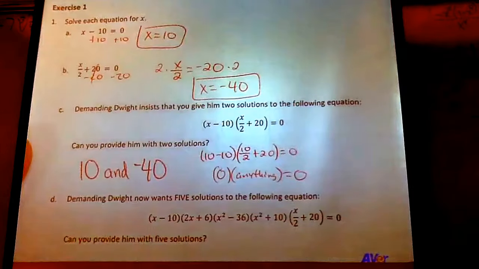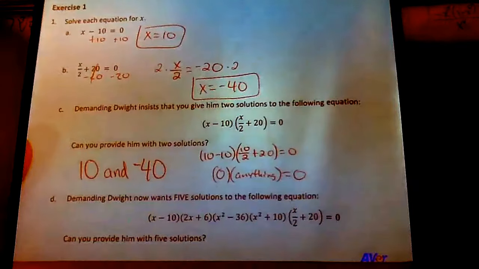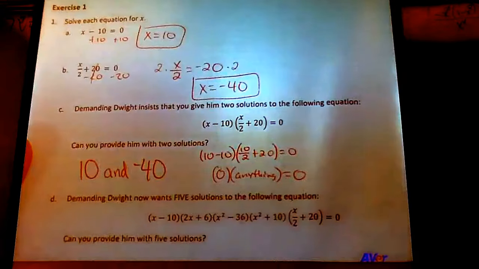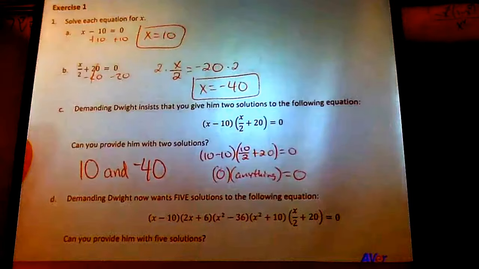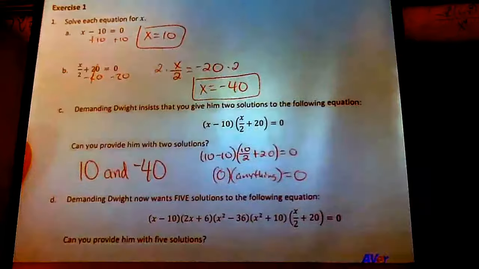I have a question. Couldn't you just put infinity in those parentheses? No. Infinity is not a number.